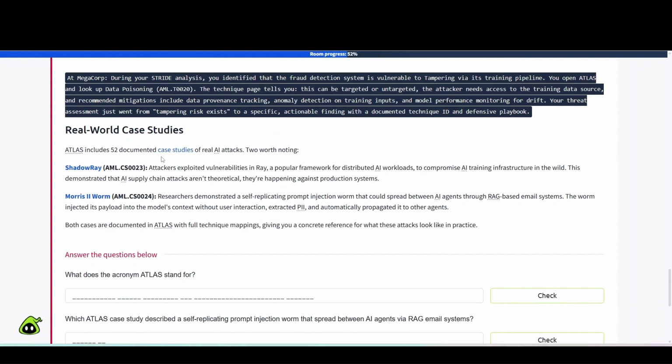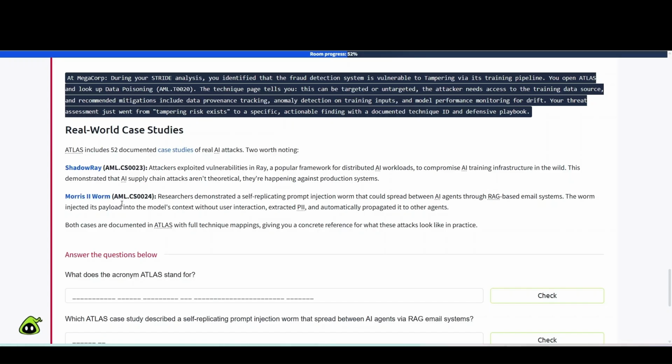Real world case studies. Atlas includes 52 documented case studies of real AI attacks, two worth noting. AutoRay, AML.CS0023. Attackers exploited vulnerabilities in Ray, a popular framework for distributed AI workloads, to compromise AI training infrastructure in the wild. This demonstrated that AI supply chain attacks aren't theoretical, they're happening against production systems.